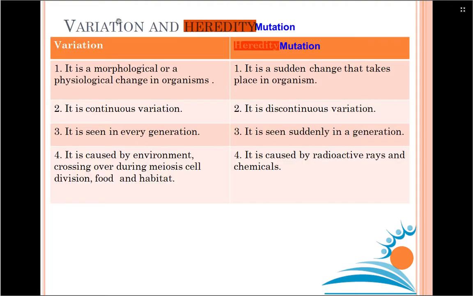And lastly, let's talk about the difference between variation and mutation. Variation means it is a morphological or physiological change in an organism that we have seen. It is a change in appearance or biological process that occurs in the body, whereas mutation is the sudden change that takes place in the organism. And most variation will transfer. That's why it is continuous variation. But mutation will not transfer to another generation. That's why it is discontinuous variation.